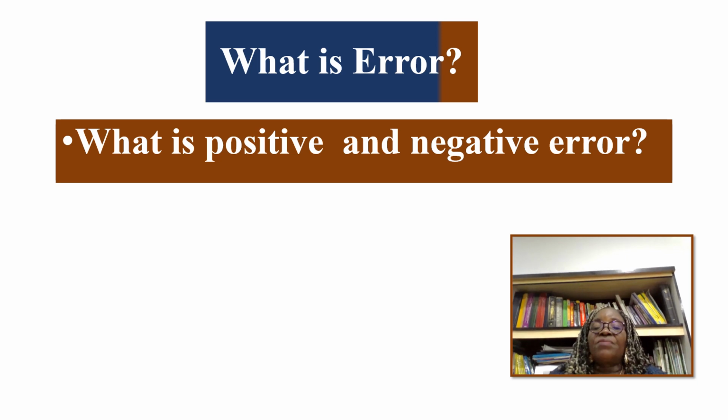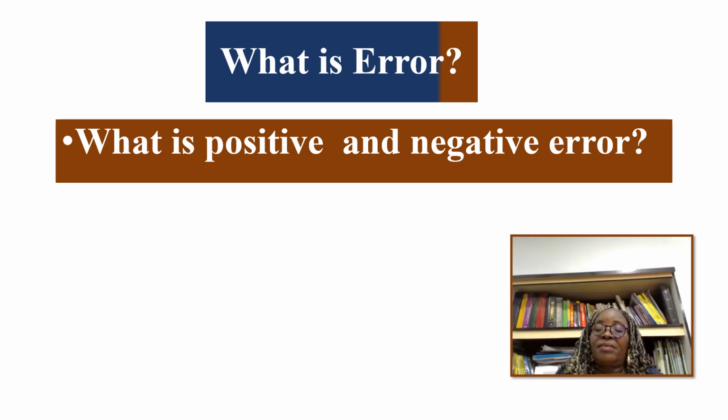We have positive and negative error. What is a positive error? A positive error is that error you obtain that is higher than the standard value. That is, your measured result is higher than the standard result. It gives you a positive error. But when the standard result is higher than the measured result, it will give you a negative error.